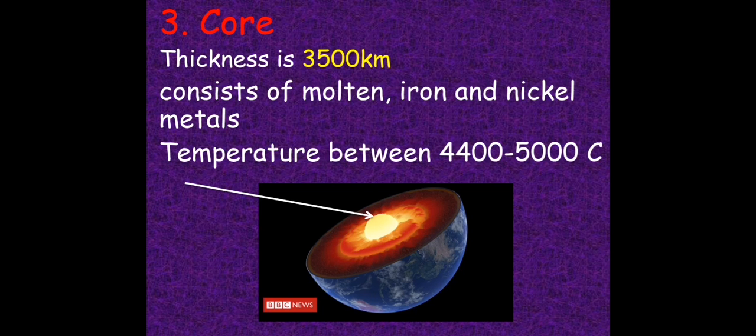And now from Live Science Live, we are talking about core. Its thickness is about 3,500 kilometers. Further thick. It consists of molten material. You remember what is molten? That is lava, iron and nickel metals. Its temperature is between 4,400 to 5,000 degrees Celsius. By the arrowhead, I am showing you the core of our Earth.